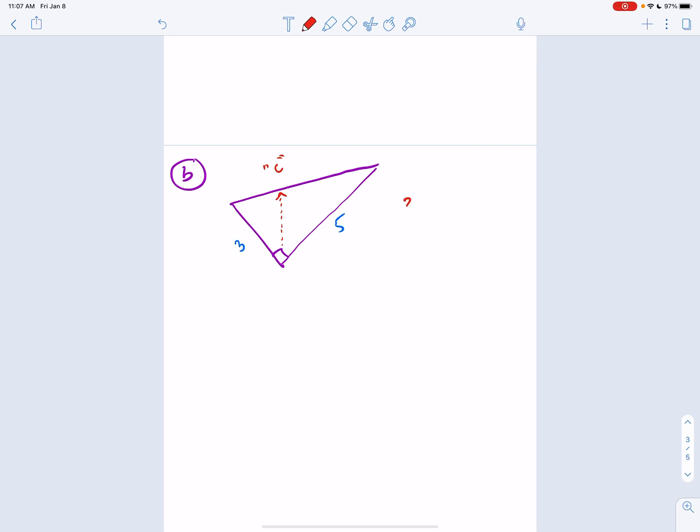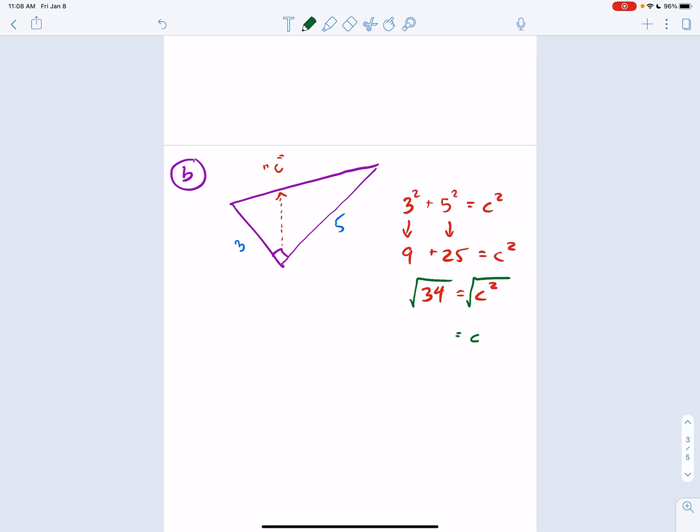So I know that 3 squared plus 5 squared will equal C squared. Okay, so now 3 squared is just 9. 3 times 3 is 9. 5 squared, 5 times 5 is just 25, equals C squared. Okay, 25 and 9 makes 34. And to isolate C, to get rid of that square, we have to do the opposite or the inverse, which is square root. So C equals the square root of 34.